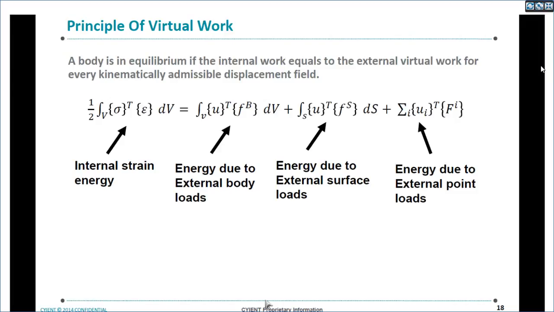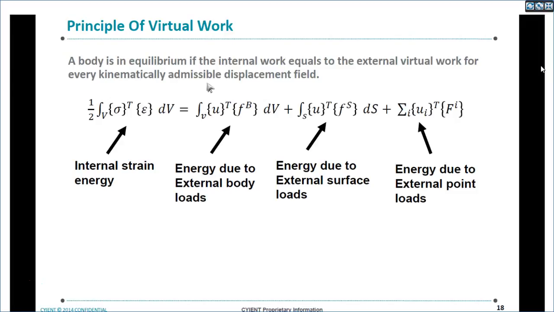Now coming to the principle of virtual work. What exactly is the principle of virtual work? A body is in equilibrium if internal work equals external virtual work for every kinematically admissible displacement field. Kinematically admissible means all the necessary boundary conditions need to be satisfied. It should not have any rigid body motions.